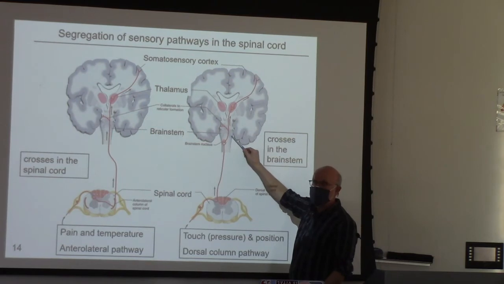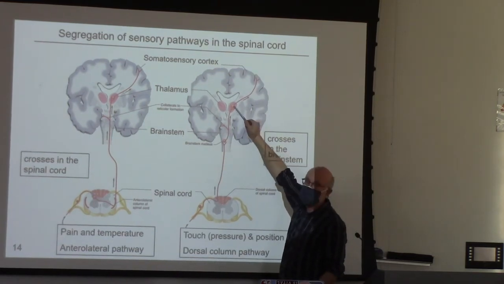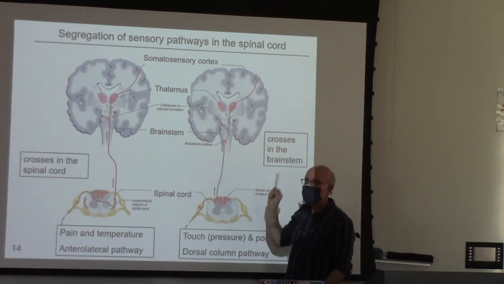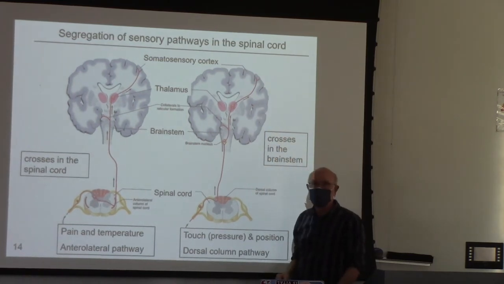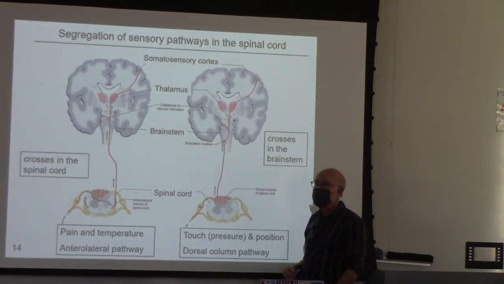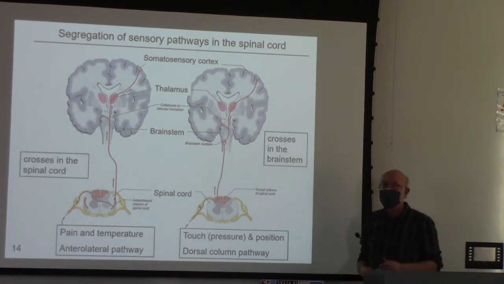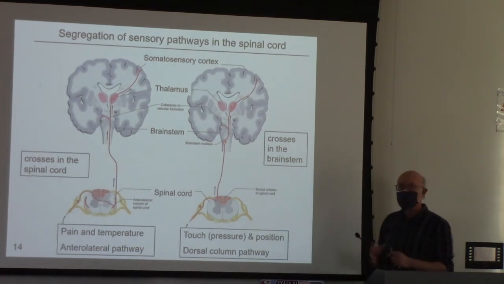Then it crosses over in the brainstem, and goes to the contralateral thalamus. And then it's going to go to the contralateral cerebral cortex, somatosensory cortex. I do want you to know that information.